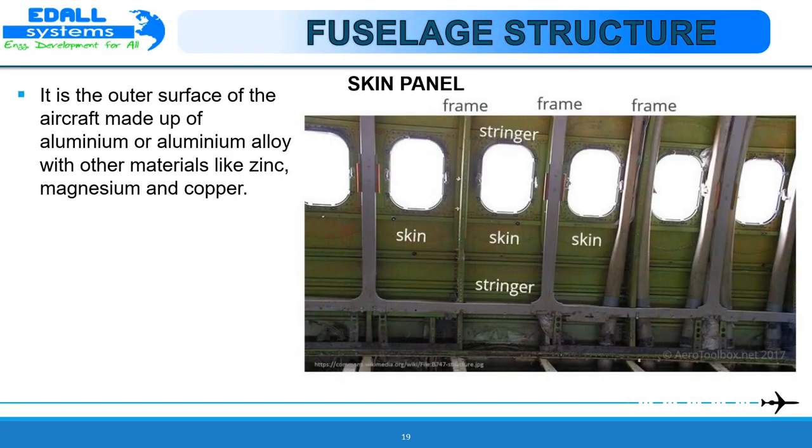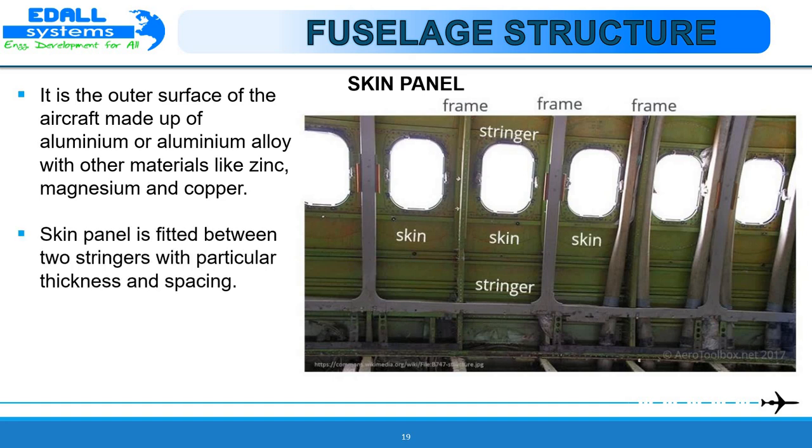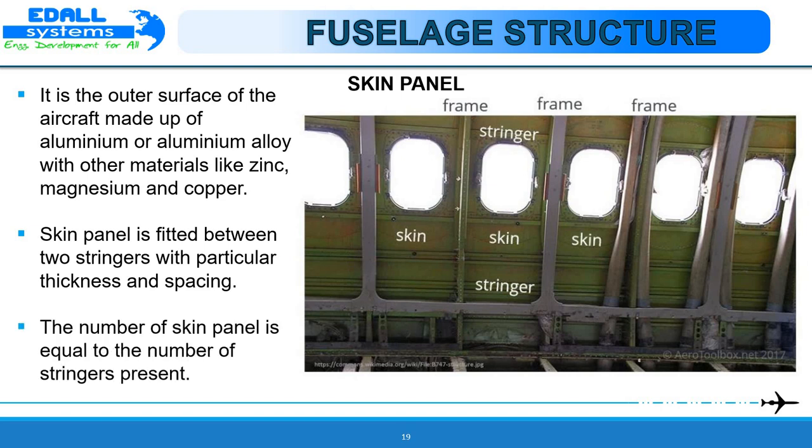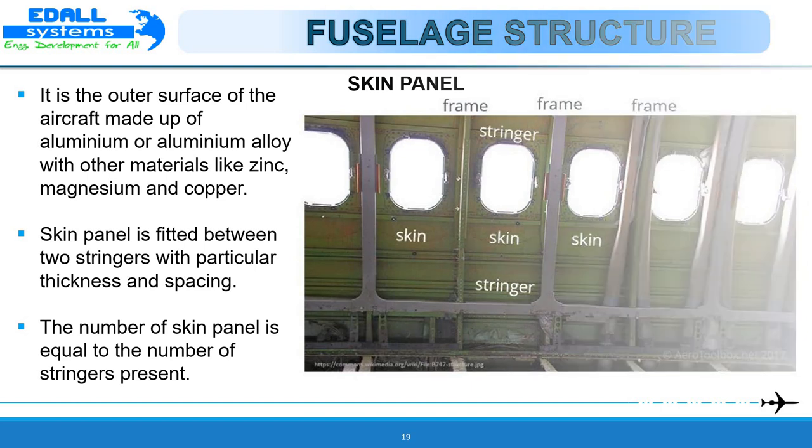Skin panel. It is the outer surface of the aircraft made of aluminium or aluminium alloy with other materials like zinc, magnesium, and copper. Skin panel is fitted between two stringers with particular thickness and spacings. The number of skin panels is equal to the number of stringers present.